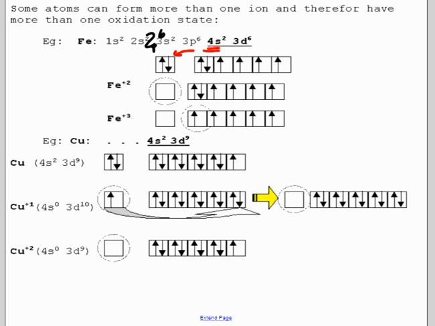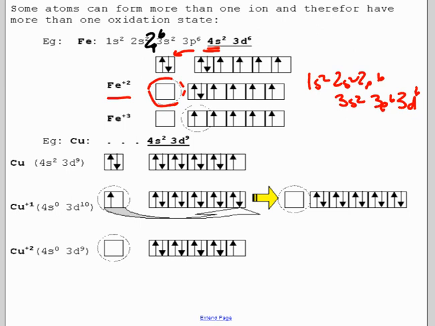So if I remove my 2 valence electrons, I will now have iron with a +2 charge. But that leaves us in an interesting scenario, because now iron will still have 1s2, 2s2, 2p6, but it will have 3s2, 3p6, and also 3d electrons with 6, which is what you're seeing here. And this is kind of an unstable scenario.